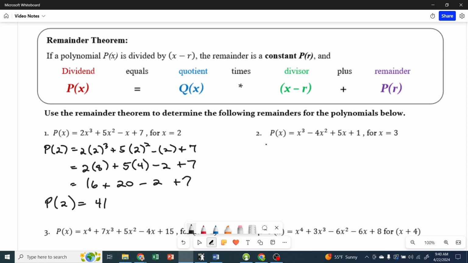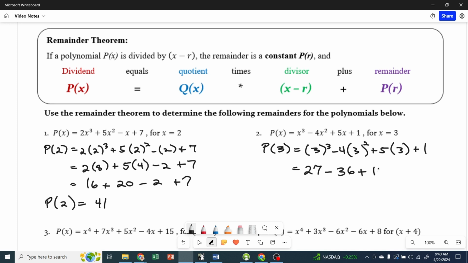So over here we have x equals 3. So we're going to plug in for p of 3. So this is 3 cubed minus 4 times 3 squared plus 5 times 3 plus 1. Well, 3 cubed is 27. Minus 4 times, so 3 squared is 9, 4 times 9 is 36, plus 15 plus 1.